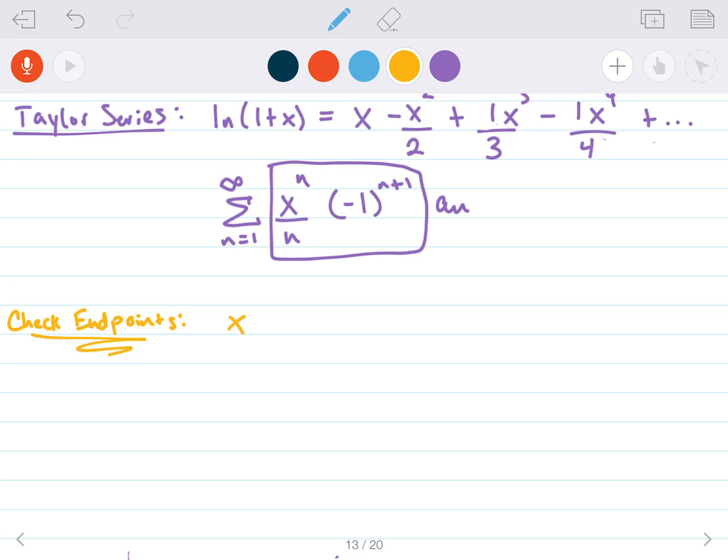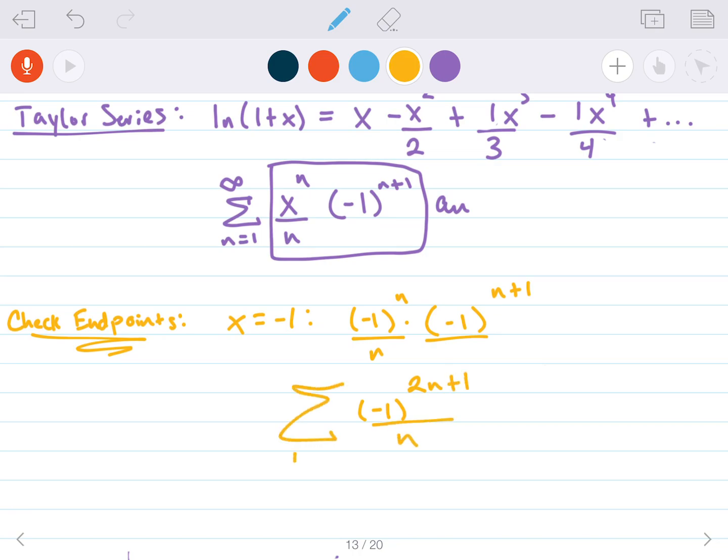So when x is equal to negative 1, I'm plugging that in here. I get negative 1 to the n over n times negative 1 to the n plus 1. Well, I can clean this up by multiplying these negative 1 to the n and the negative 1 to the n plus 1. I do that by keeping the negative 1 and adding the exponents. So this becomes negative 1 to the 2n plus 1 again. Does this look familiar? So we're going from n equals 1 to infinity.